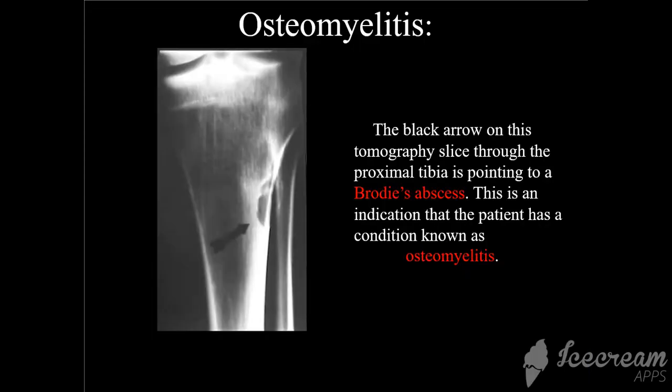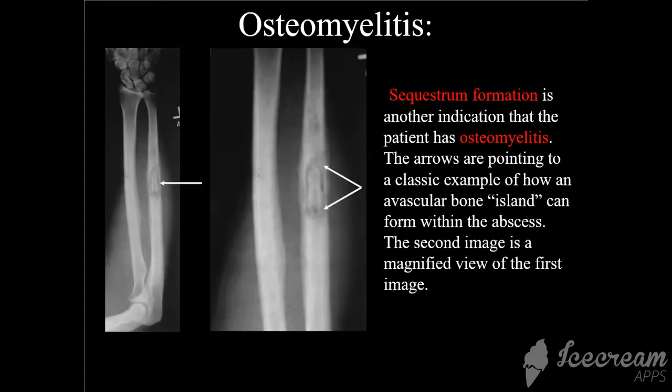This is an example of Brodie abscess. Here we see the sclerosis and the lytic area in the center of the cortex. The black arrow on the tomography slides through the proximal tibia, or upper tibia, is pointing to the Brodie abscess. This is an indication that the patient has a known condition called osteomyelitis, or Brodie abscess.